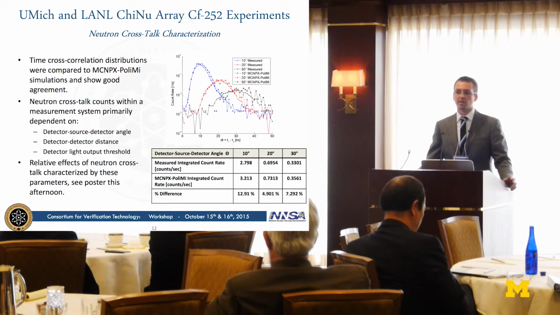And to verify that we have a good understanding of crosstalk, we compared with a MCNPX-PoliMi model, and you can see in the top right, this comparison is very good for various detector angles. Key variables in crosstalk include detector, source detector angle, detector to detector distance, and the detector light output threshold. For more details on this, Tony Shin will be presenting a poster this afternoon.